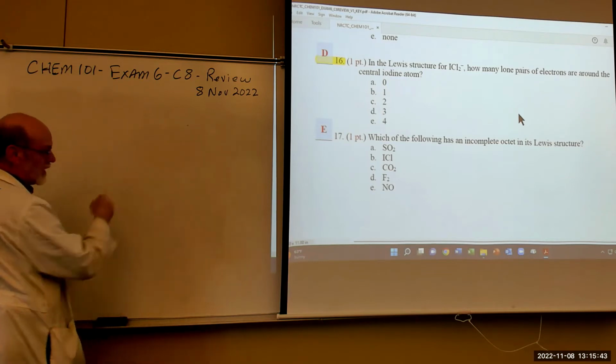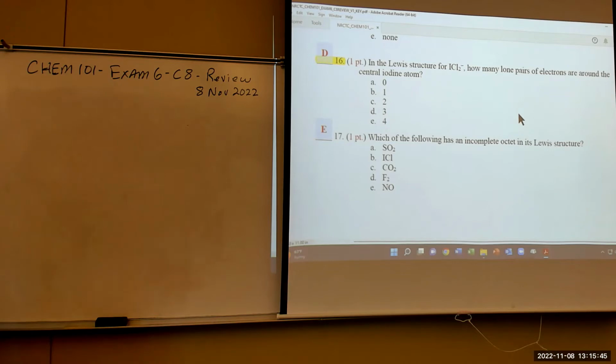One thing I forgot to do with that one: brackets with a charge. That would be the proper Lewis dot structure for that one.